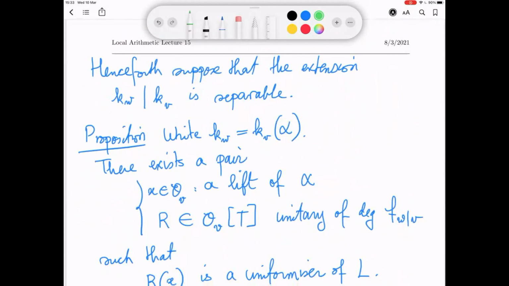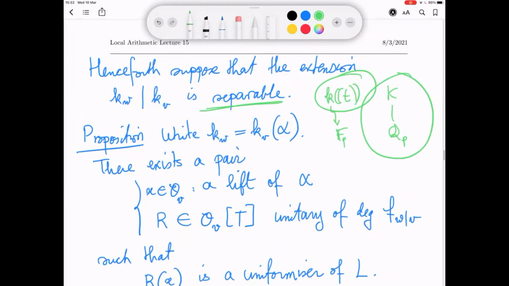Now we are interested in the case where this K is a finite extension of Q_p. That's the most interesting case, but K can also be k((T)), where k is a finite extension of F_p. So this field is not perfect. Therefore, it might have some extensions which are not separable. But in our situation, the residue field is finite. So it's perfect.